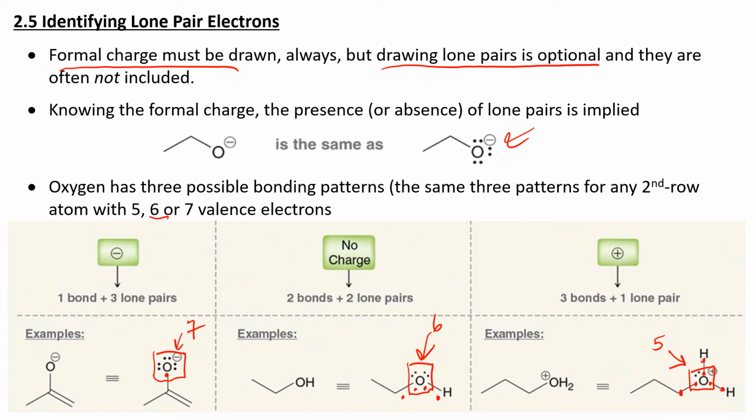Make sure you know the bonding patterns. If you see an oxygen with a negative charge, it's going to have 3 lone pairs. If you see an oxygen with no charge, it's going to have 2 lone pairs. 3 negative, 2 neutral, and if your oxygen has a positive charge, it will have 1 lone pair. It would be helpful to memorize these patterns.